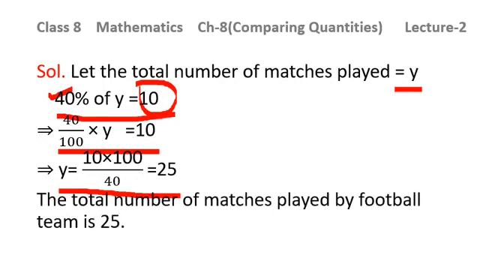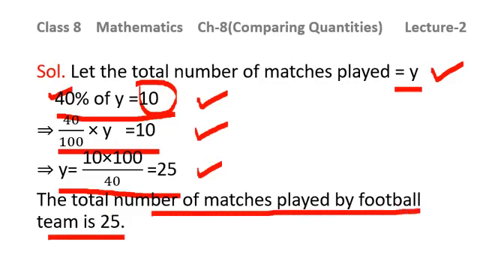So in this case what we have done, we have taken the total number of matches as y. Then according to the question we have written the equation as 40% of y is equal to 10, because 10 are the number of matches which they have won. And then 40, as it is given as percentage, will be 40 over 100 into y, that is equal to 10. Then y will be, this 100 will be shifted to that side, it will be 10 into 100 over 40. After cancelling out it will be 25. So the total number of matches played by the football team is 25, and this is the required answer.